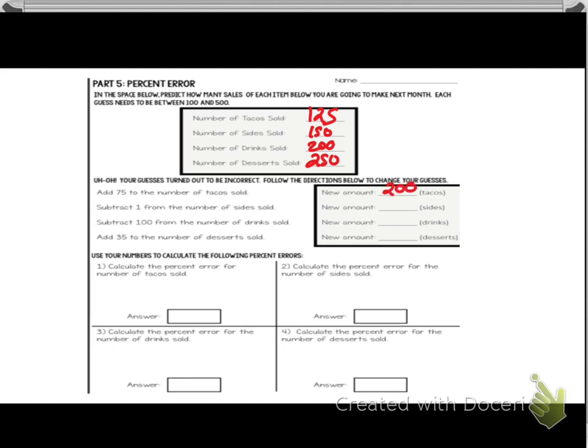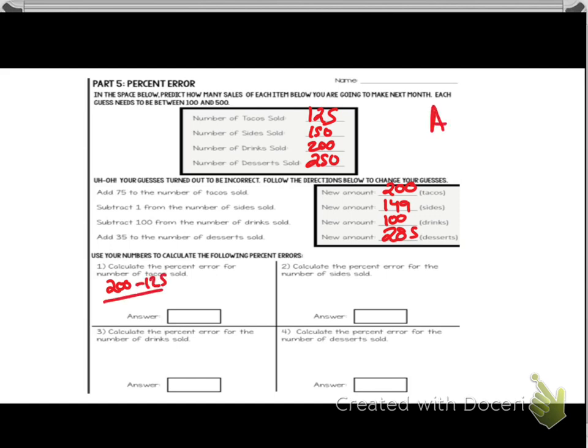For the sides, we're going to subtract 1, so it's actually going to be 149. Here, we're going to subtract 100, so this is going to be 100. 200 minus 100 is 100. Add 35, so 250 plus 35 is 285. Okay. Now we could calculate the percent of error for each one. So these are going to be percentages. So as I stated before, this is where this would go. So we would do this formula here.